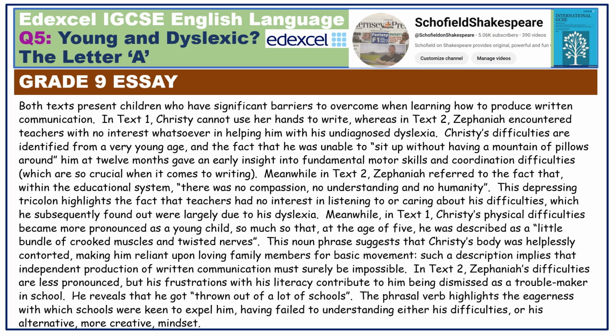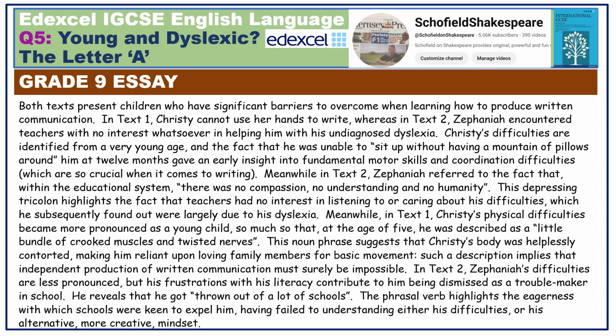Meanwhile, in text 1, Christie's physical difficulties became more pronounced as a young child, so much so that at the age of 5, he was described as "a little bundle of crooked muscles and twisted nerves." This noun phrase suggests that Christie's body was helplessly contorted, making him reliant upon loving family members for basic movement. Such a description implies that independent production of written communication must surely be impossible.